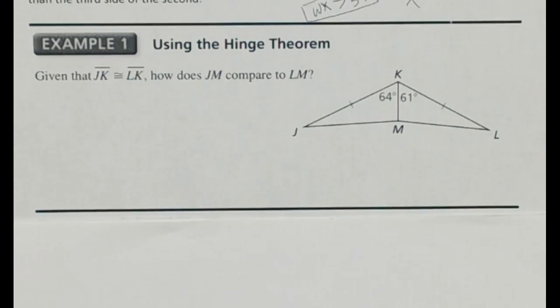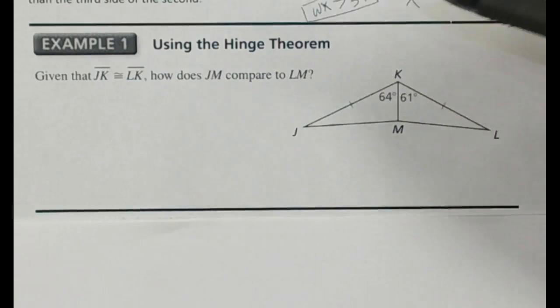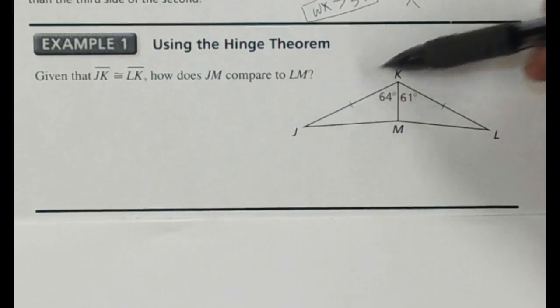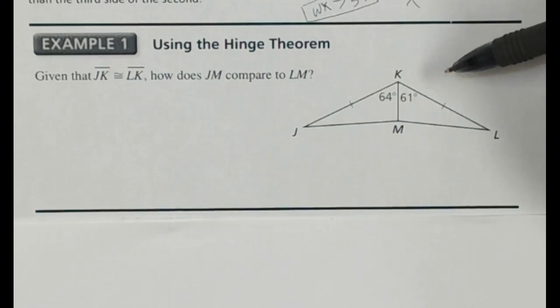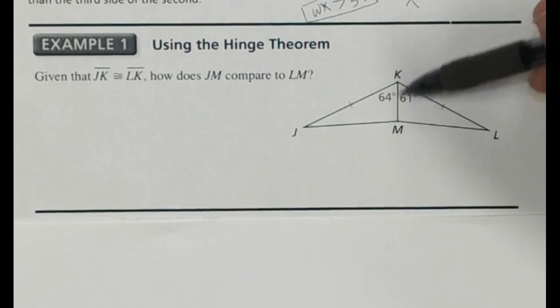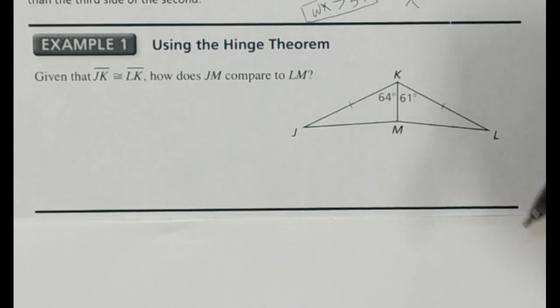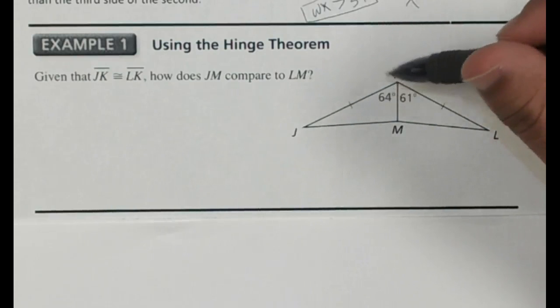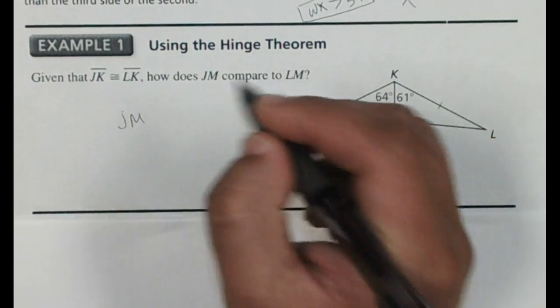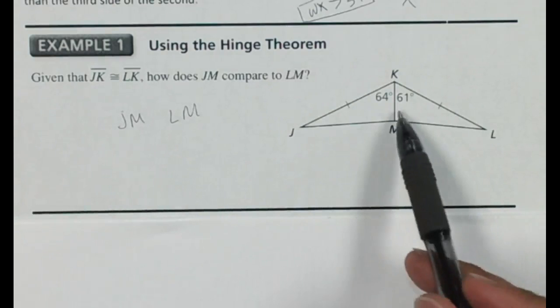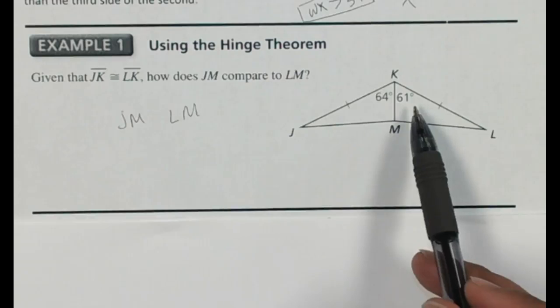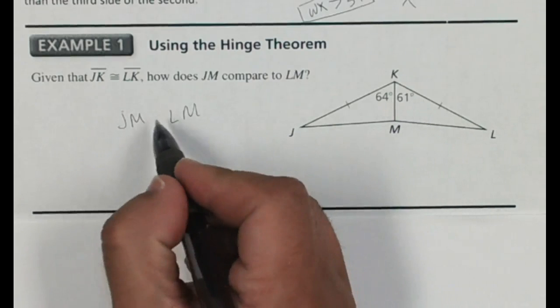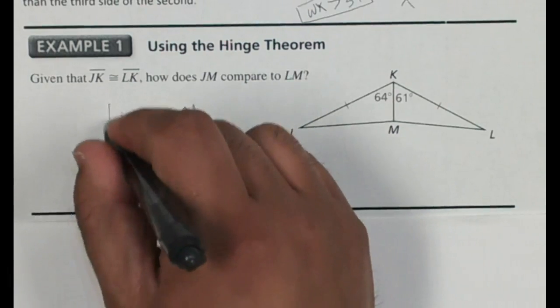We're told that the segment JK is congruent to segment LK. And we want to compare the length of JM to the length of LM. Okay. Well, I do have two pairs of corresponding sides because I know JK and LK are congruent. Then we have this segment here in the middle, this KM. Okay. This segment is part of both triangles, so according to the reflexive property, it's congruent to itself. And so we could make a decision on JM and LM using that, because this angle 64 is greater than this angle measure 61. That means JM has to be greater than the length of LM.